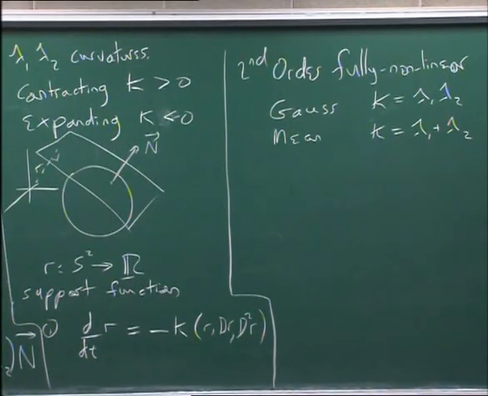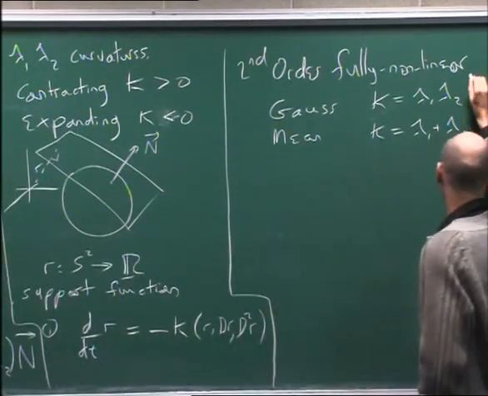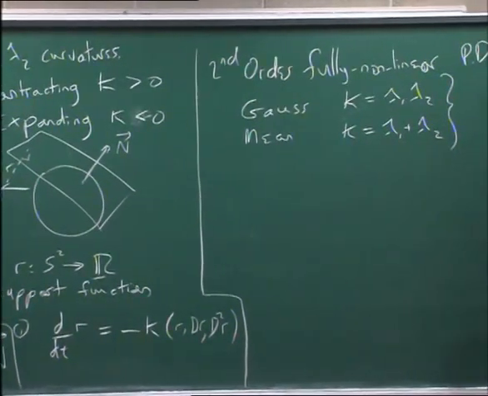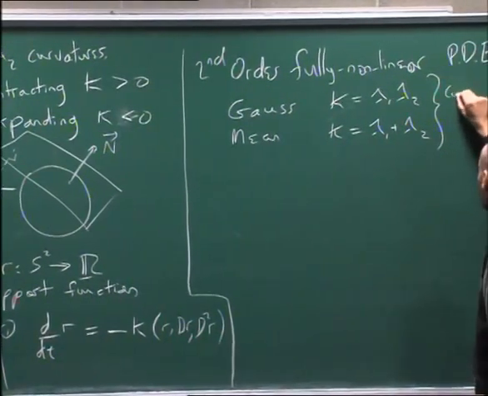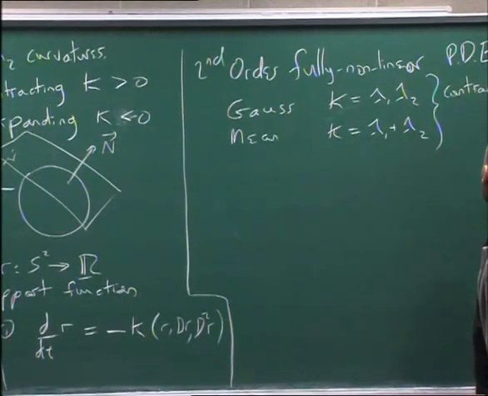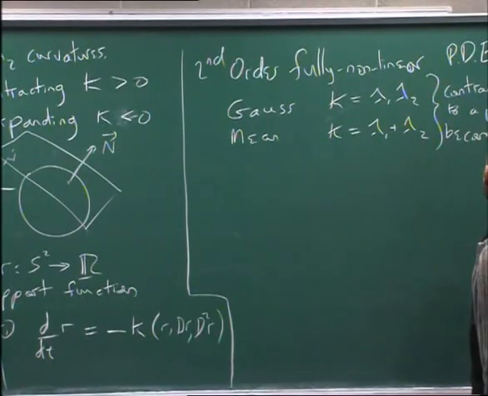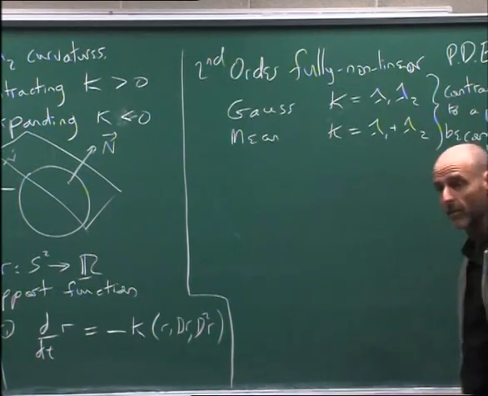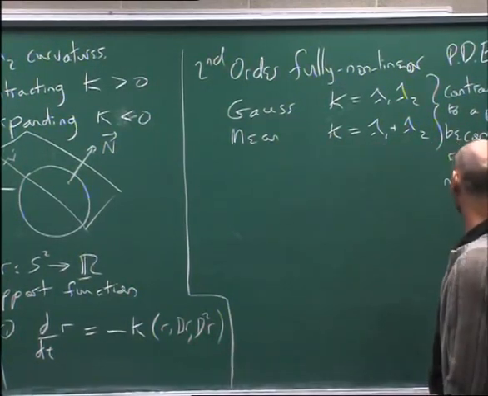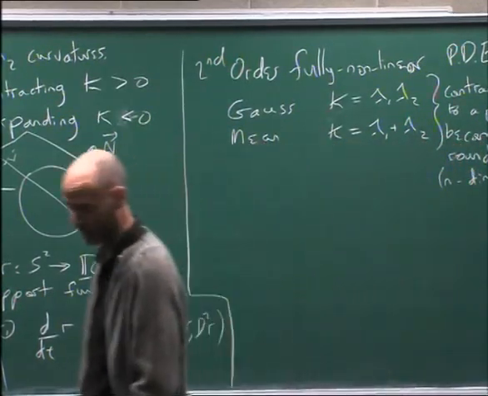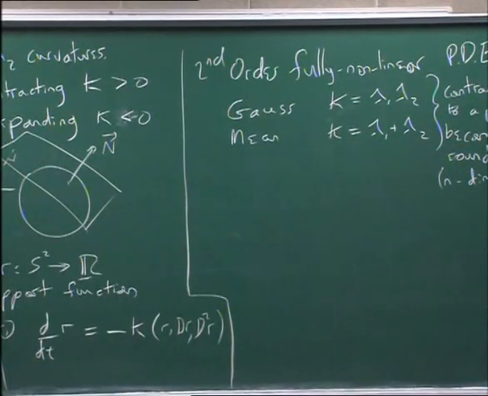In fact, in general, if you look at these two flows and other versions of them, these contract to a point. You can prove these contract to a point, becoming round as they do so. Okay, in fact, this is true in n dimensions. So you can generalize this whole thing. You can talk about Gauss curvature flow and mean curvature flow of a hypersurface in Rn.